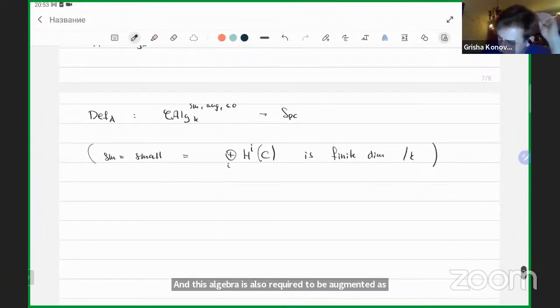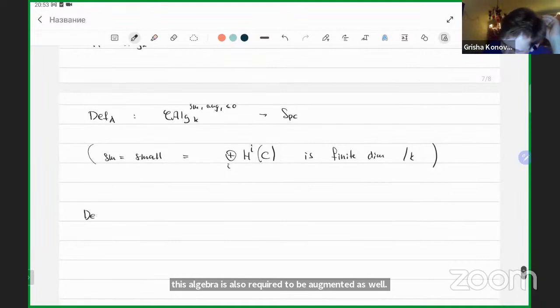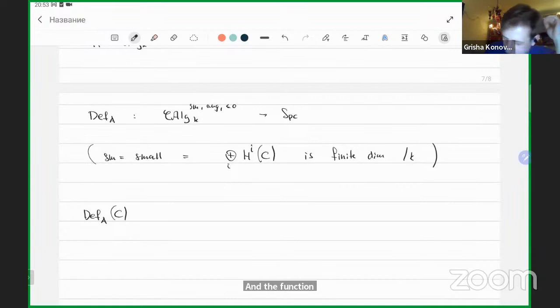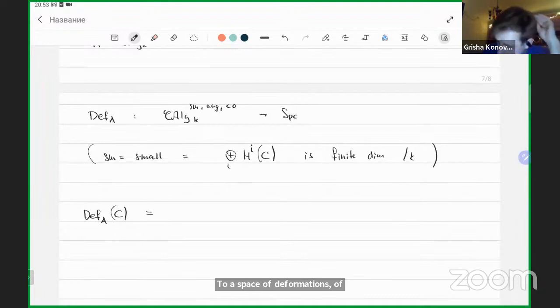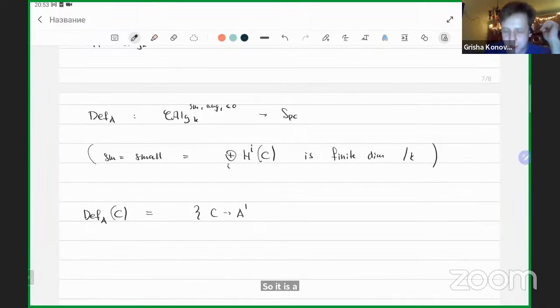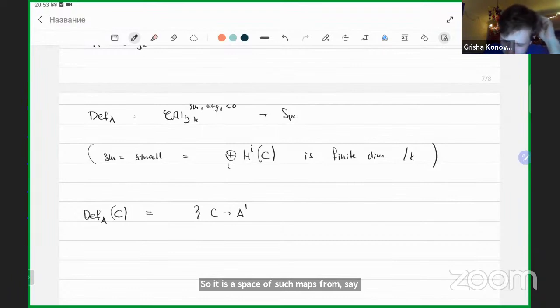And the functor sends such an algebra C to a space of deformations of A over C. So it is a space of such maps from C to A prime, together with an isomorphism.